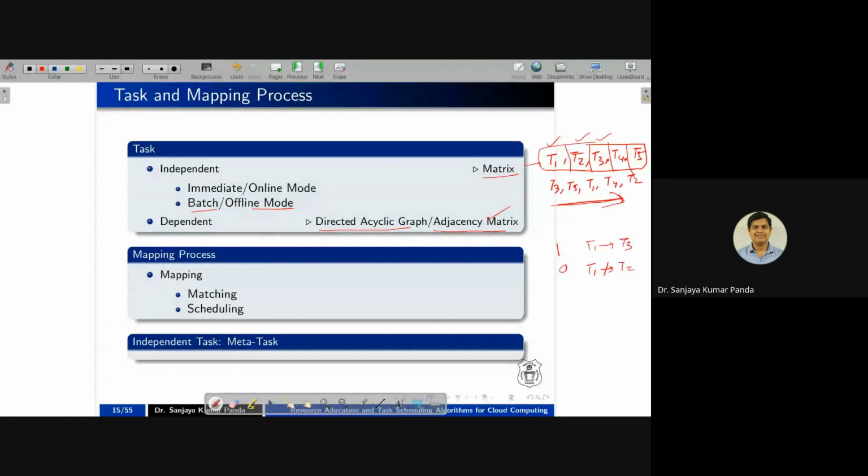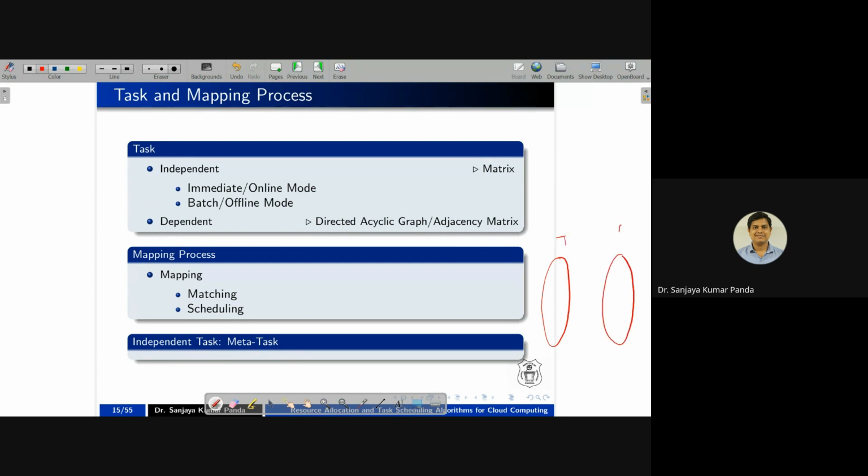So in the process of scheduling, what are we doing? We are simply mapping a group of tasks to the resources. One side we have a group of tasks, another side we have a group of resources, right? So we do a matchmaking process. First we compare a task with different resources, and let's say we find that this particular resource is more suitable for this particular task. Then we schedule the task to the resource.